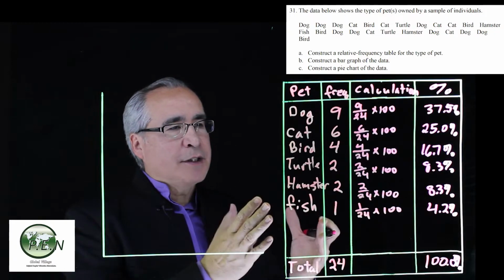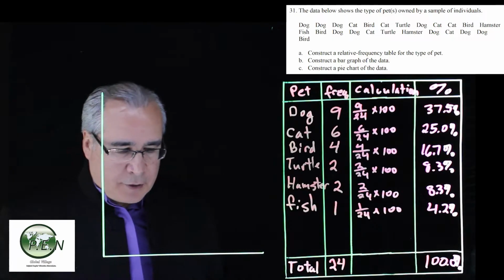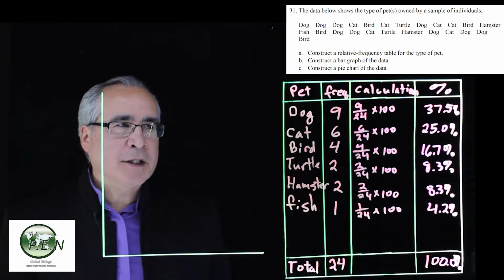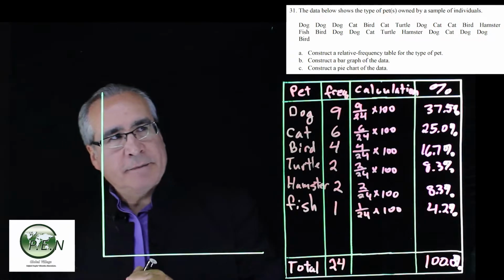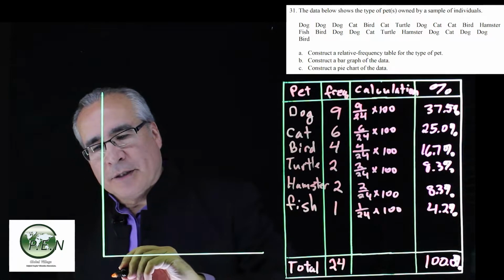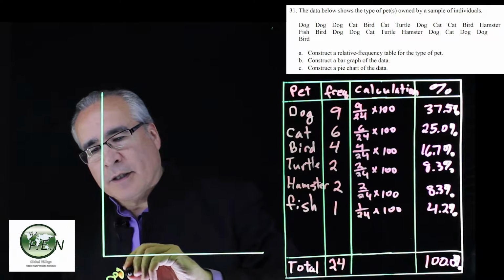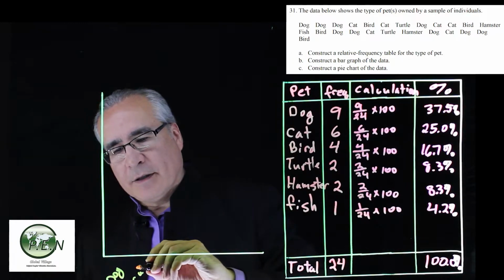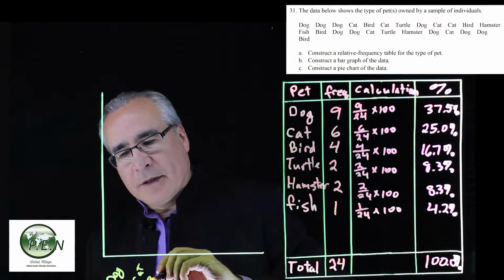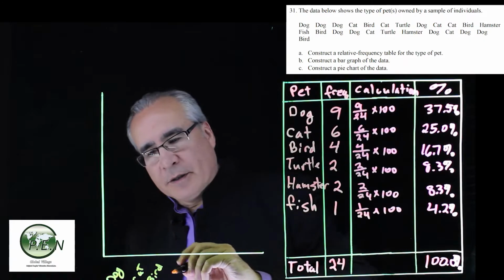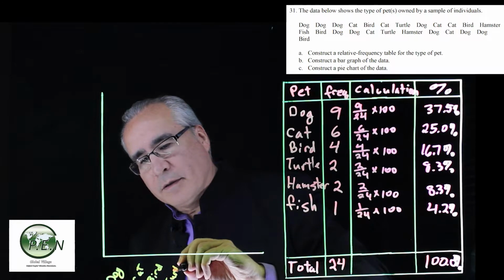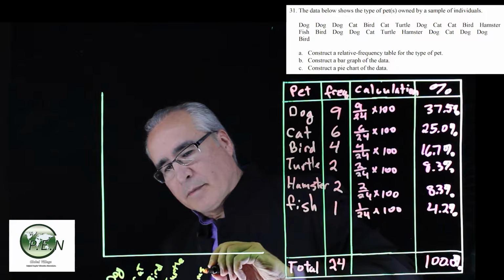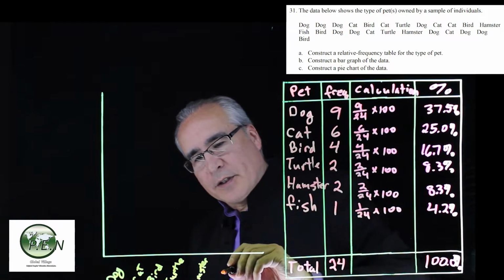What we can do now is use this to make a bar chart. So the bar chart, because this is qualitative data, it's not really in any order. We just list the pets at the bottom. So I'll just go ahead and start here with dogs. And then we'll do another bar for cats, bird, turtle, hamster, and a fish.